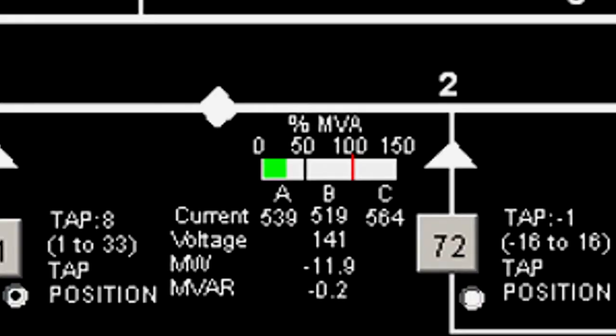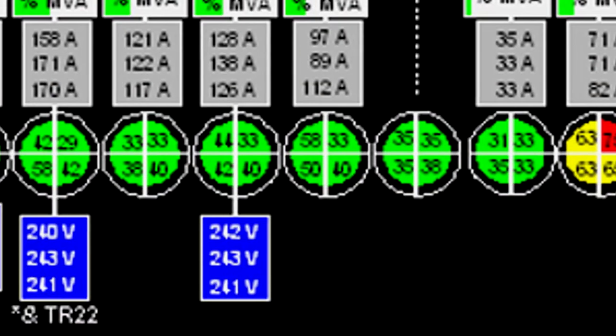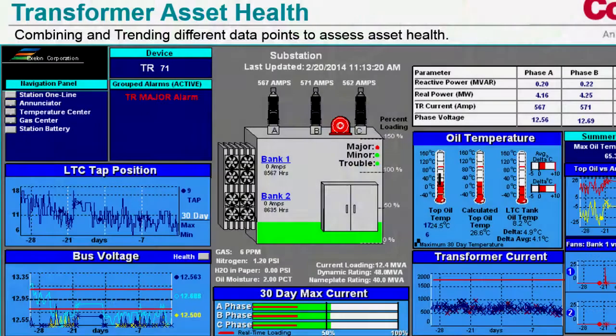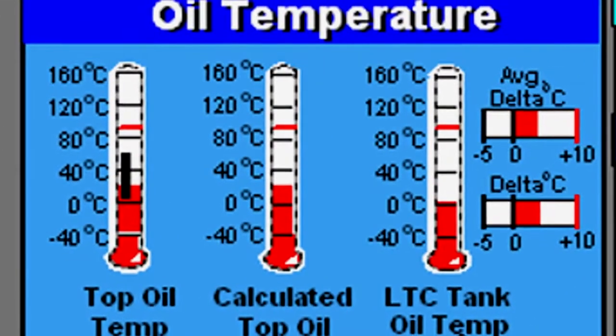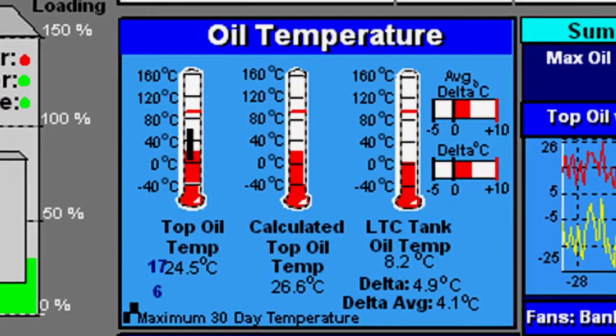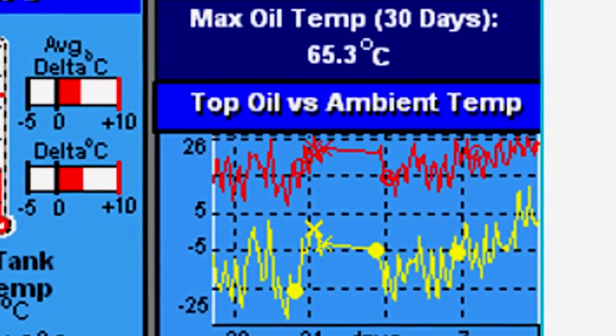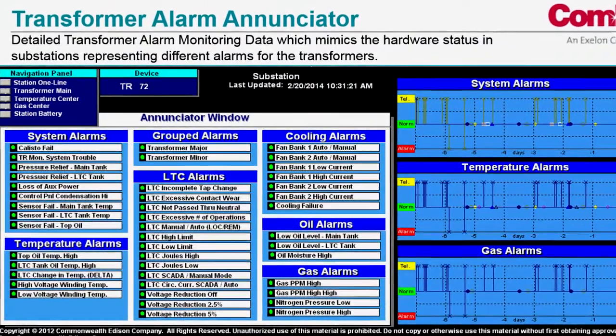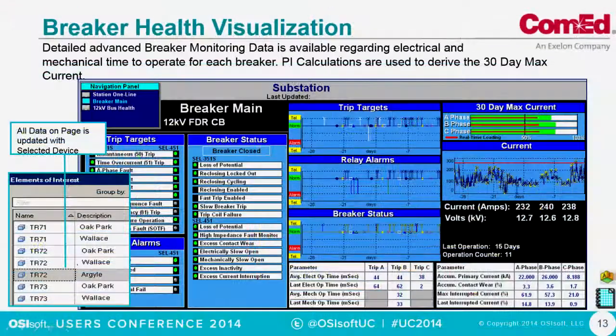A little visual bar graph, the percentage loading, breaker health status with this chart here, customer voltage, fan banks on the transformer, the running amps, the runtime hours, oil temperatures of the transformer. All of these have alarm set points associated with them. Top oil temperature versus ambient air temperature. All temperature alarms, oil alarms, gas alarms, cooling alarms, they're all logically grouped. And we have a similar dashboard for our circuit breakers.